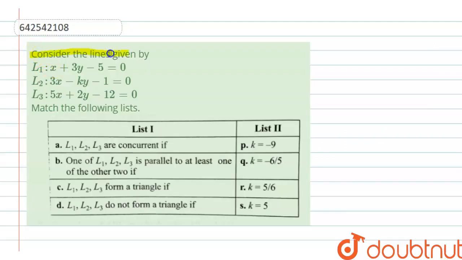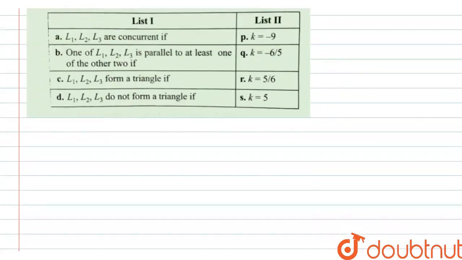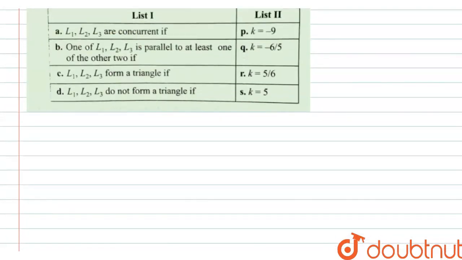Hello everyone, so the question is: consider the lines given by L1 as x plus 3y minus 5 equal to 0, L2 as 3x minus ky minus 1 equal to 0, and L3 as 5x plus 2y minus 12 equal to 0, and we have to match the following columns. So the first part is: L1, L2 and L3 are concurrent if.